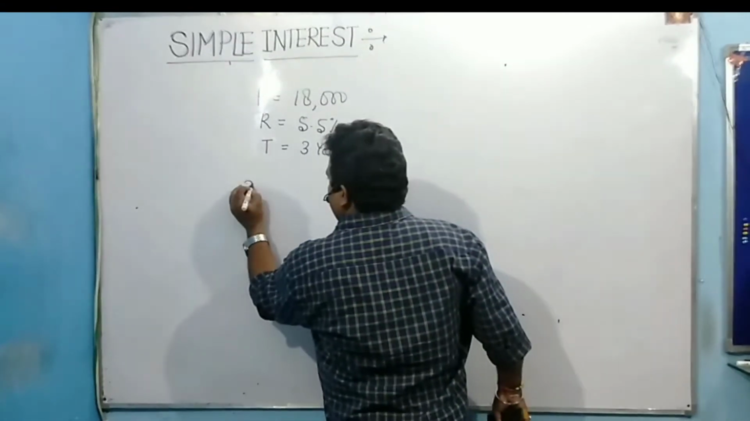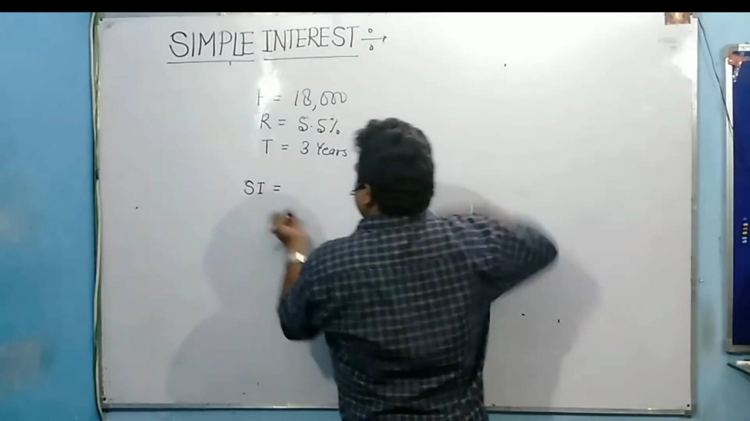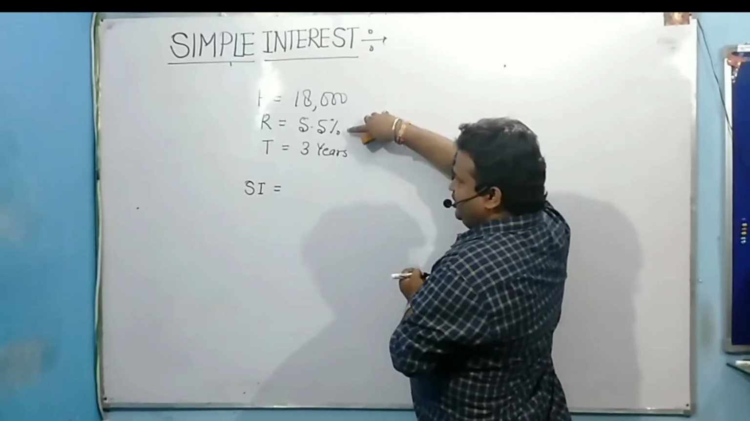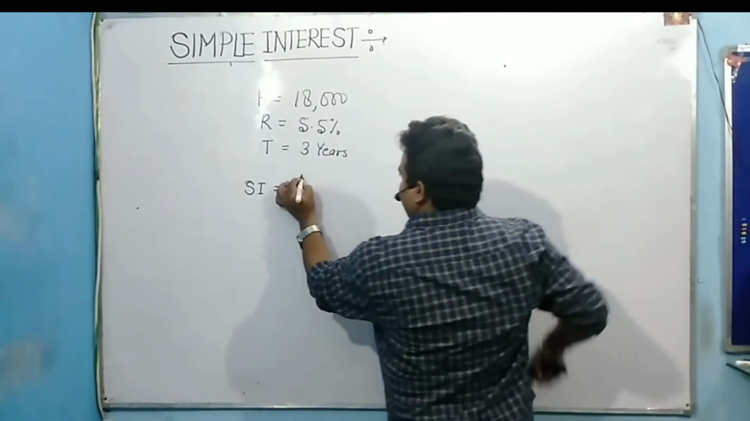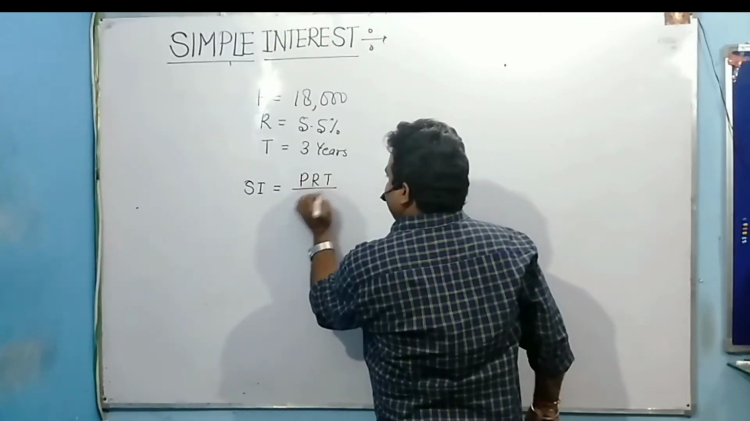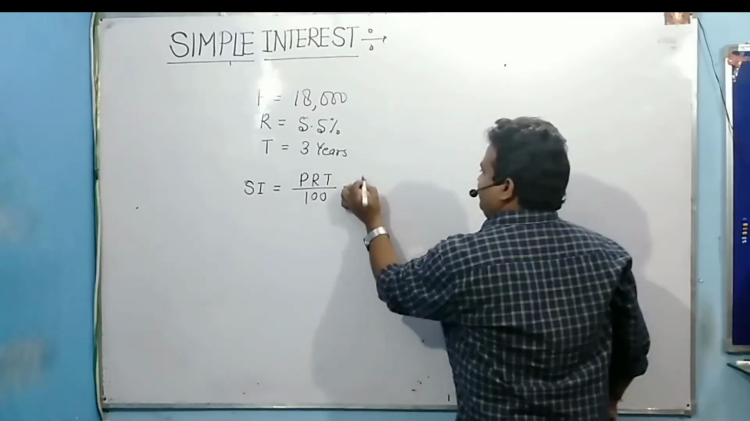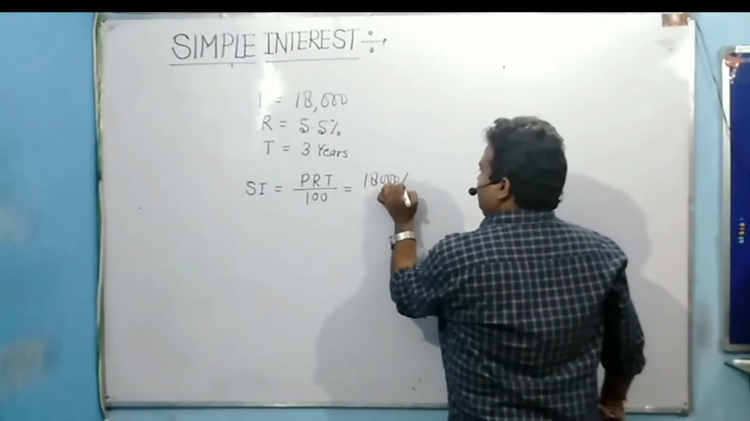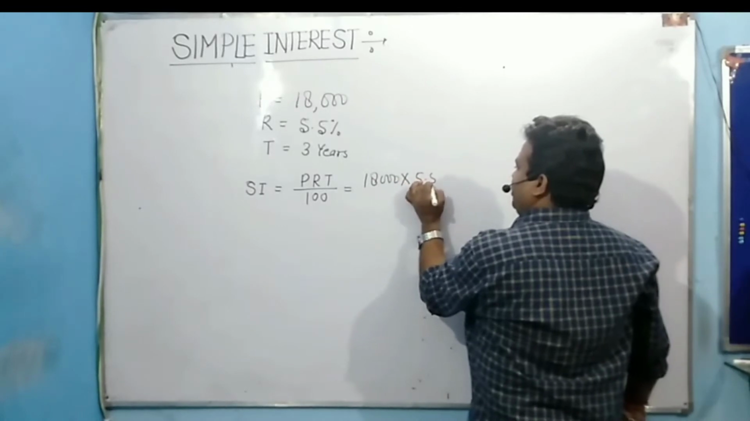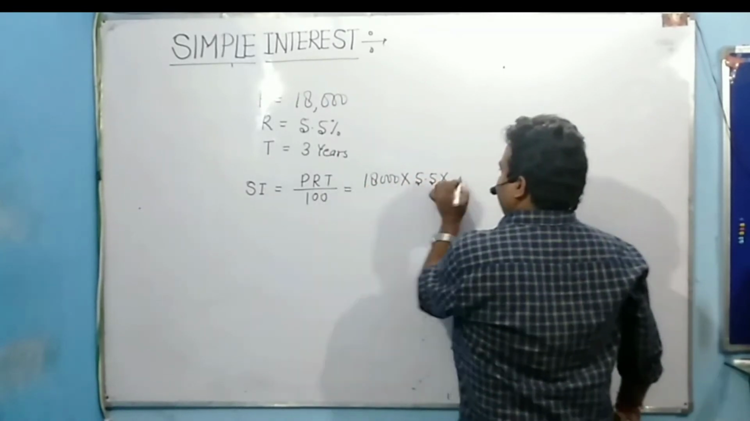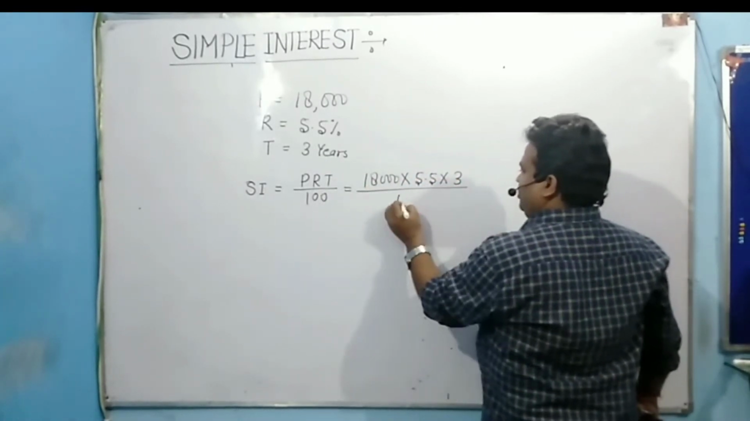Now, what is my simple interest? For this principal amount, at this percent rate, for 3 years, the formula is PRT by 100. So what is my P value? 18,000. What is my R value? 5.5. What is my T value? 3 years. Divide by 100.